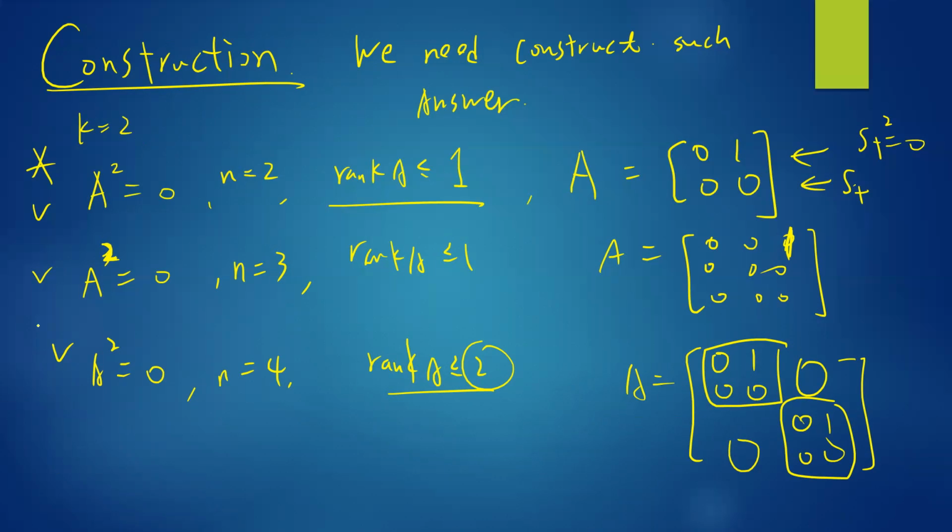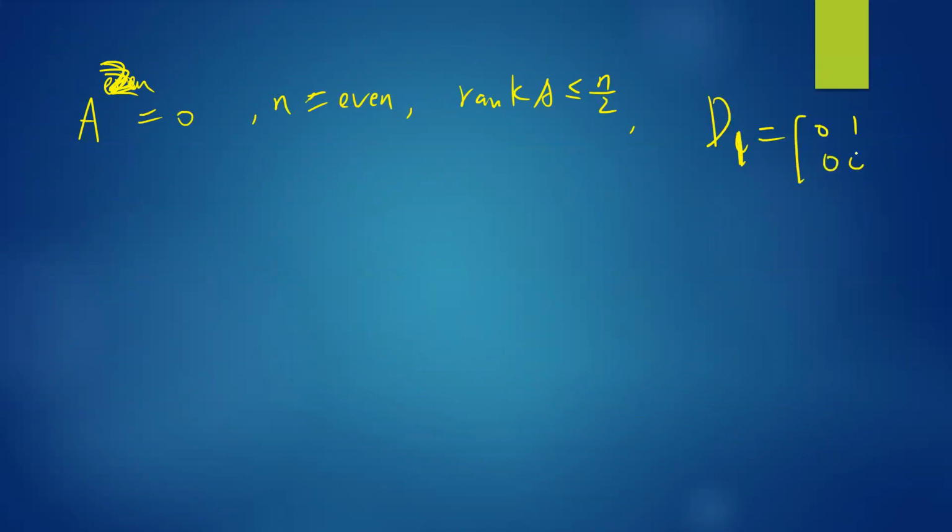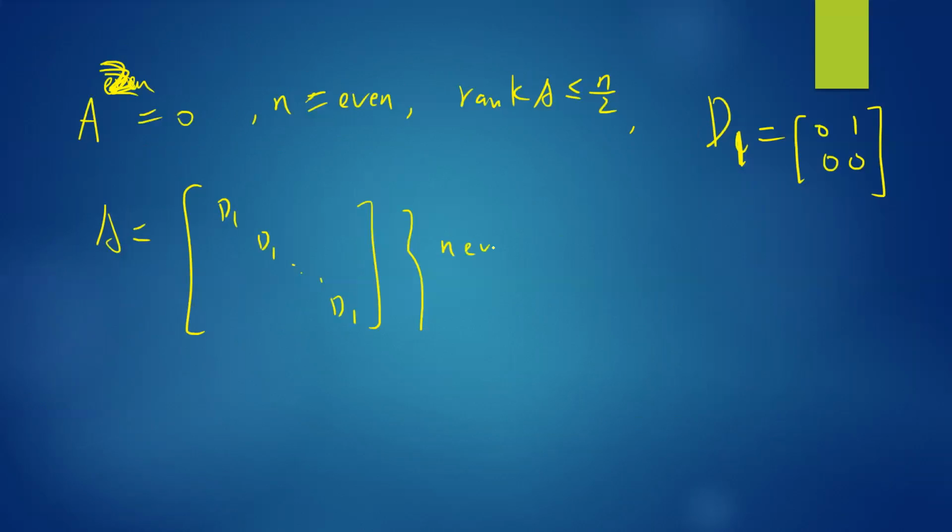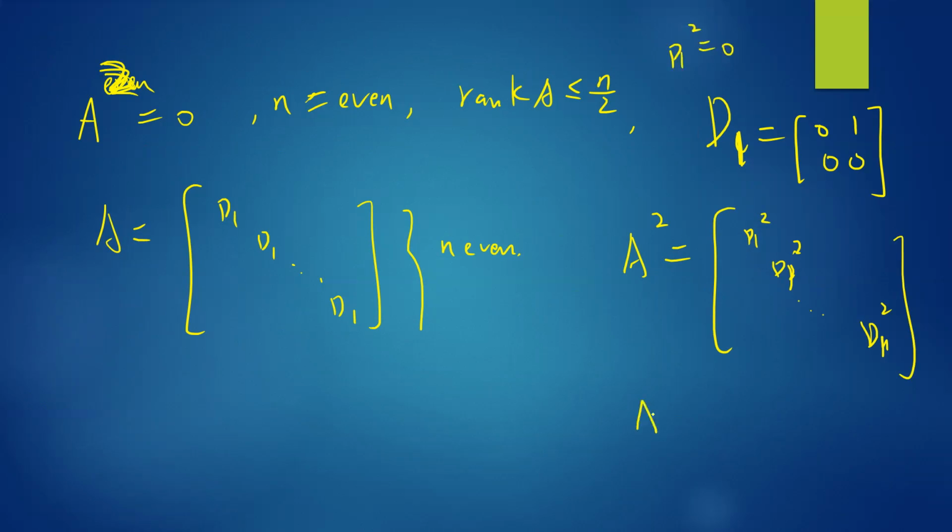This tells you the general construction. If A squared is 0 and N is even, then the rank A is bounded by N divided by 2. I can denote D1 to be the matrix 0, 1, 0, 0. Then the answer for A can be the block matrix D1, D1, up to D1, with total size N even. Obviously you can check A squared is D1 squared, D1 squared, D1 squared. By definition, D1 squared is 0, so A squared is 0.